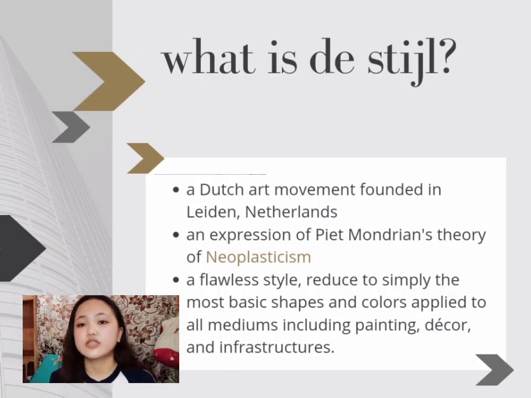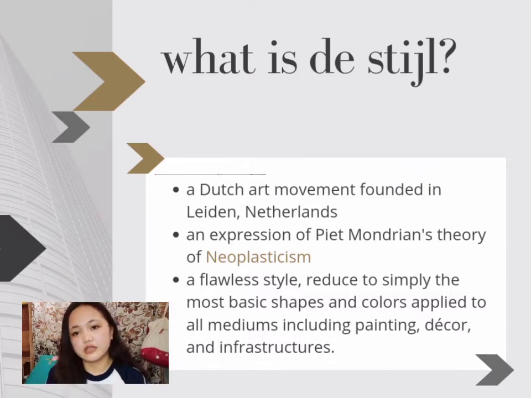De Stijl is a Dutch art movement founded in Leiden, Netherlands from 1917 up to 1931 by Theo van Doesburg. It was an expression of Piet Mondrian's theory of neoplasticism. So neoplasticism basically means the new art. It was based on a set of extreme limits with the goal of creating a visual toolbox that was incredibly simple yet infinitely repeating, using only primary colors, horizontal and vertical lines.